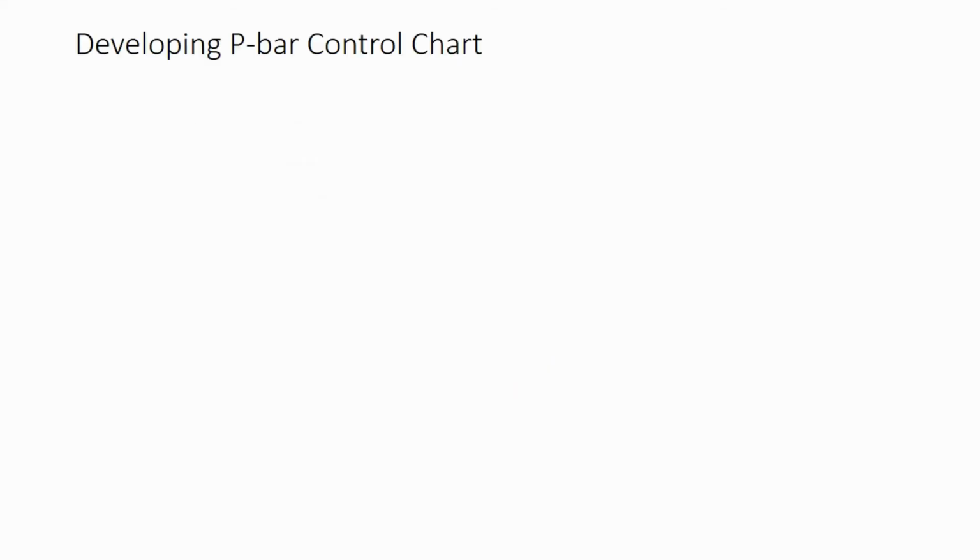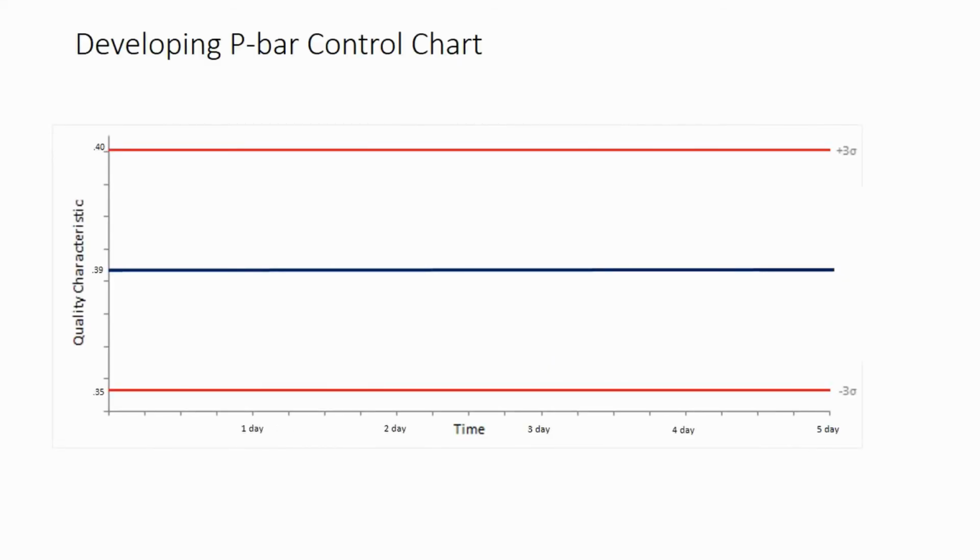Now we develop the P-chart. Upper control limit is 0.4257 and lower control limit is 0.3543. The P-bar centerline is 0.39. We plot the proportions per time period.